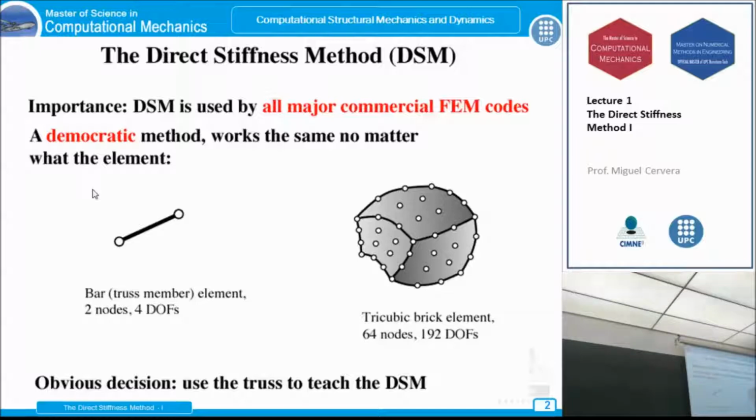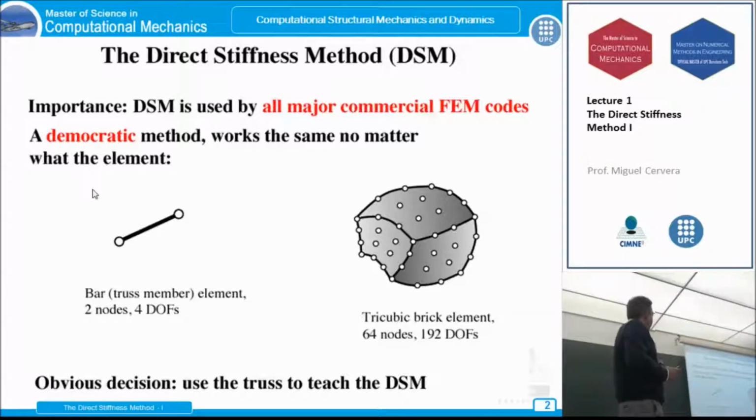Modern implementations of the finite element method used by major commercial finite element method codes use the stiffness method. That's what I just said to you. Other possibilities have been tried, but in practice, this is the one that everyone uses.